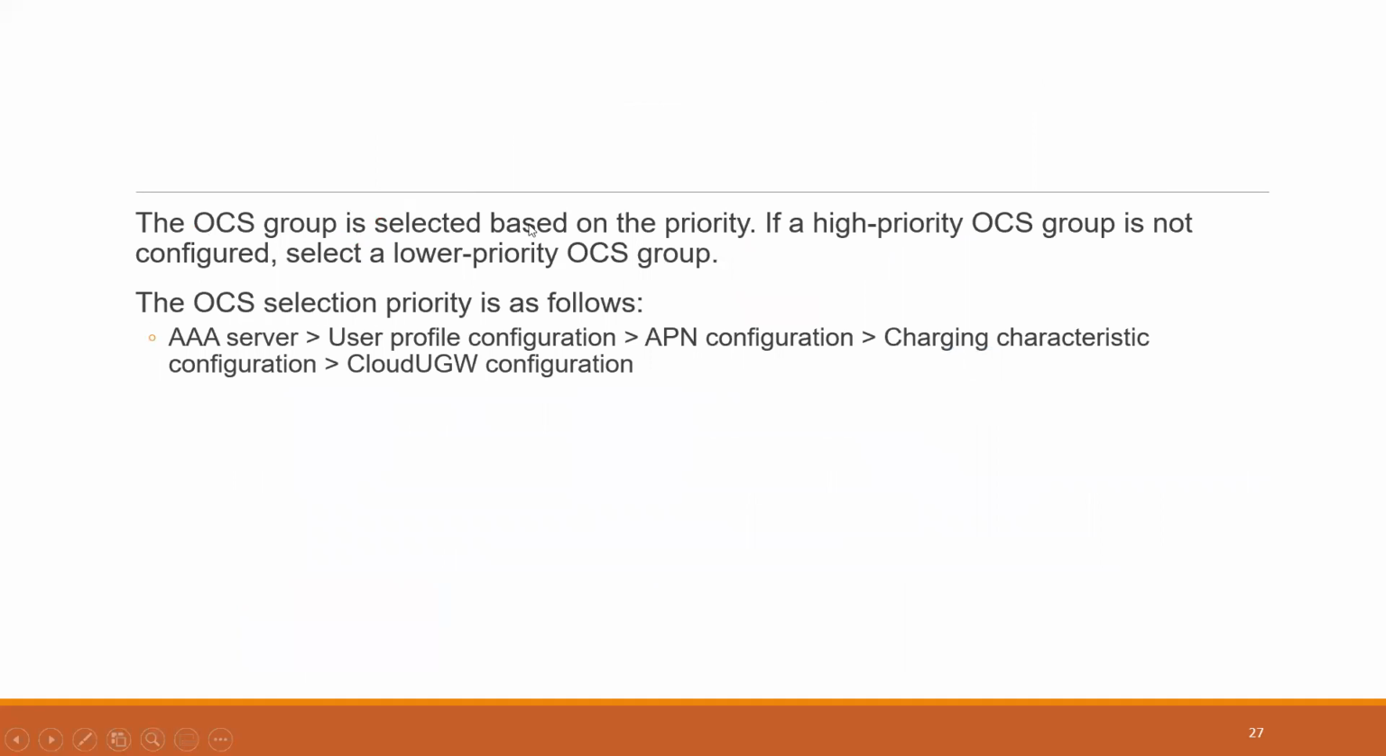This is how it goes. The OCS group is selected based on priority. If a higher priority OCS group is not configured, select a lower priority one. So the AAA server has the highest priority. Then you have the user profile. If an OCS is specified by the user profile, it is going to use this. If it's not configured here, then the APN configuration. If it's not configured there, then the charging characteristics. And even if it's not configured there, then you look into the default UGW configuration in which the OCS has been configured, and that is then selected to provide service to the specific user.